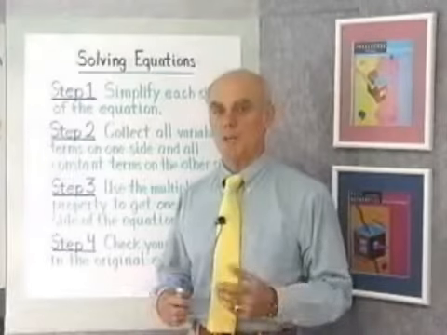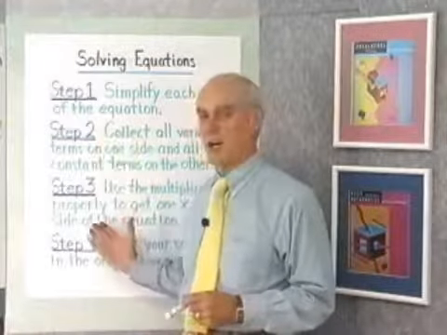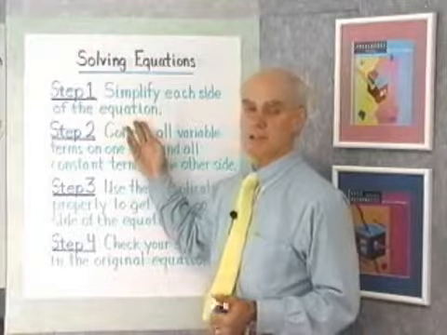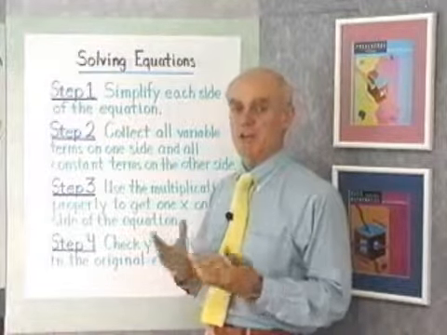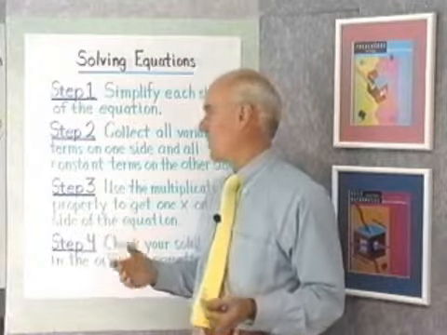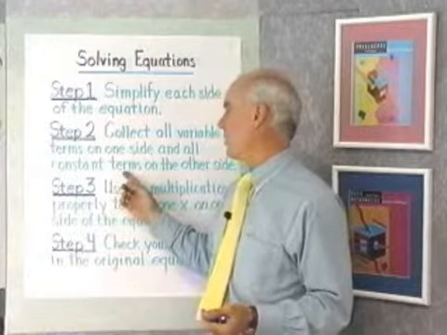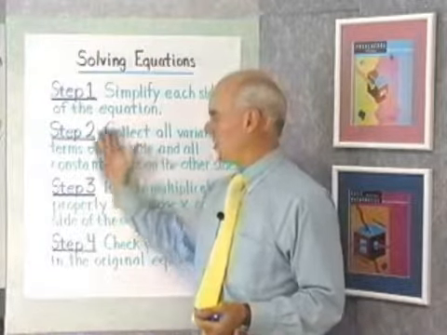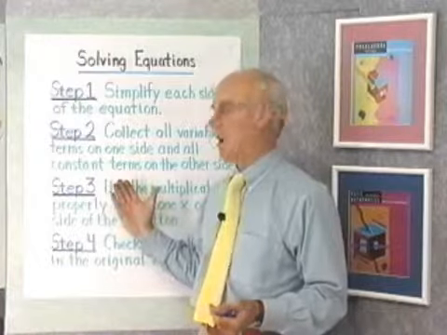When it comes to more complicated equations, we want to use this outline of the steps to follow in the solution process. Step 1, simplify each side of the equation as much as possible. That usually involves using the distributive property, commutative property, associative property. Step 2, collect all the variable terms on one side of the equation and all the constant terms on the other. As you'll see, that step involves the addition property.